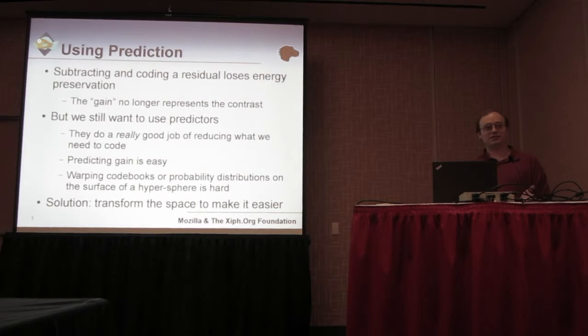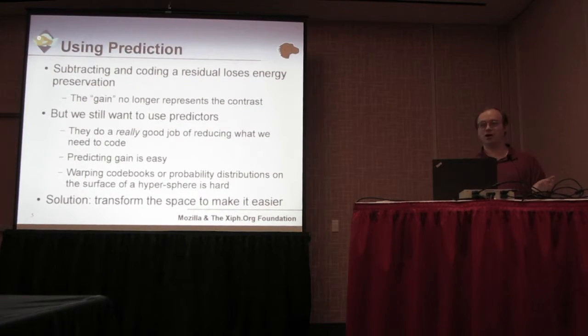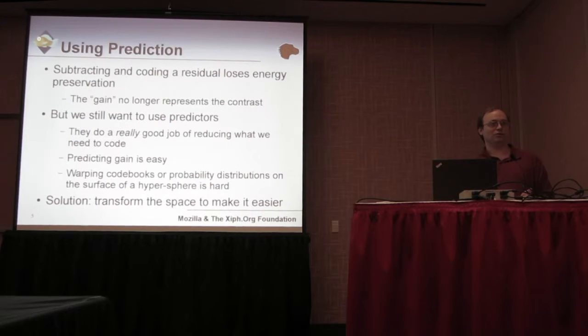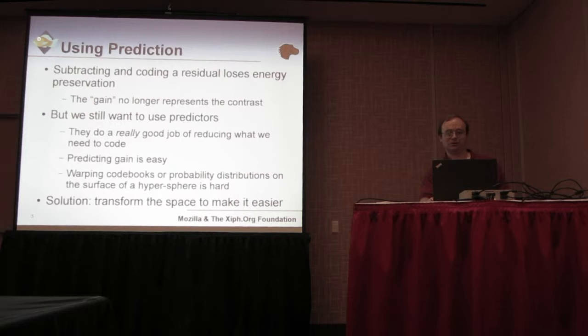So predicting the gain itself is easy, right? Because I have a predictor, and I can compute its gain, and I can then code my gain relative to that. So there's no problems there. The problem comes when now I want to predict the shape. We had done a bunch of work with this previously in the Opus audio codec, where we were trying to warp the codebook on the surface of a sphere and change probability distributions around, and that all got really complicated, and we eventually ripped it all out because it didn't help very well. But finally we came up with this idea, unfortunately after we finished that codec, to just transform the space to make the problem easier. So what do I mean by that?